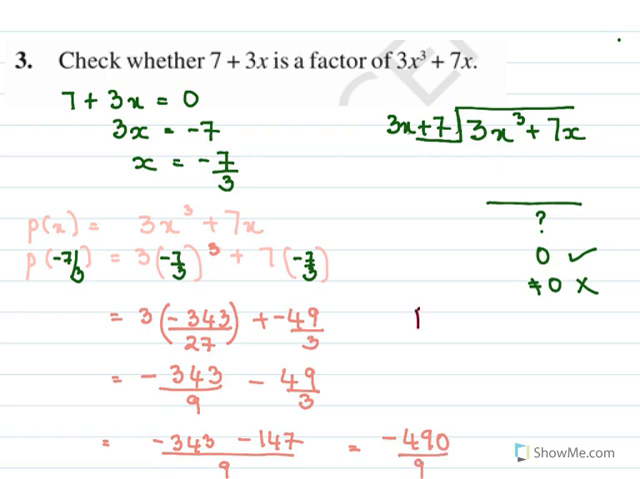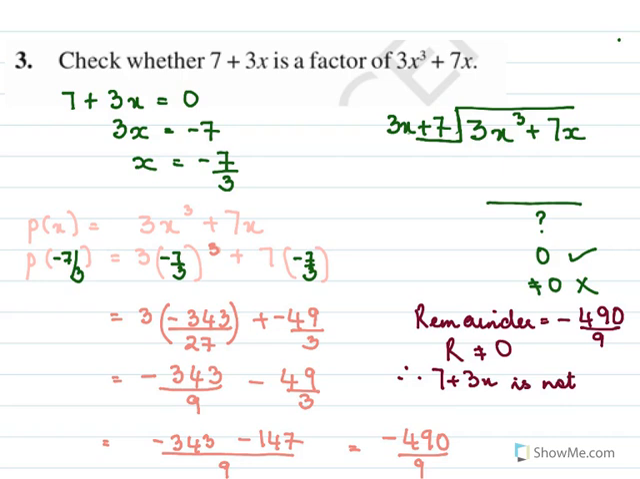So now the remainder is equal to minus 490 over 9. The remainder is not equal to 0. Therefore 7 plus 3x is not a factor of 3x cube plus 7x.